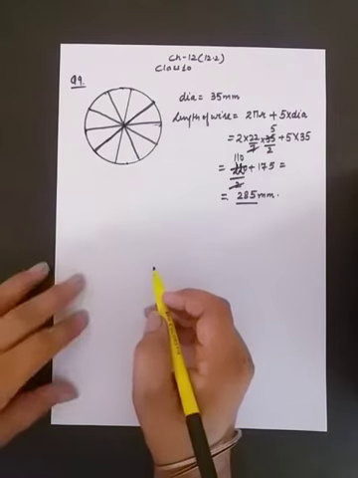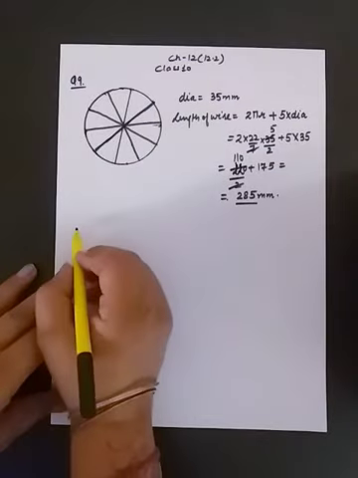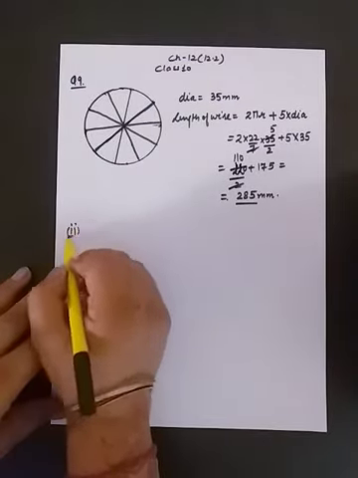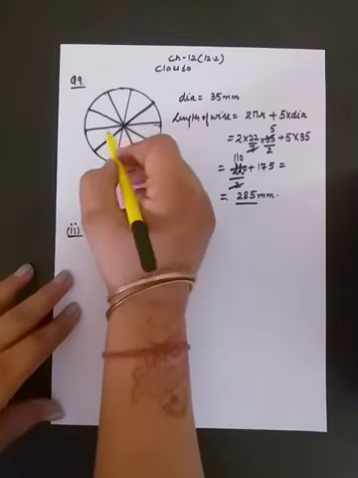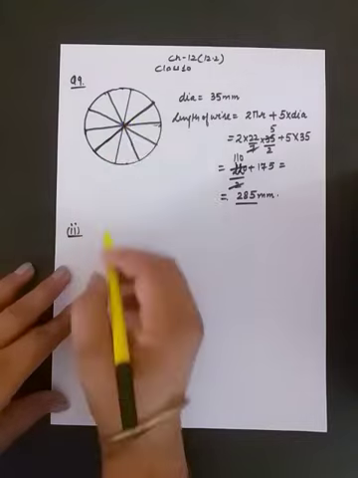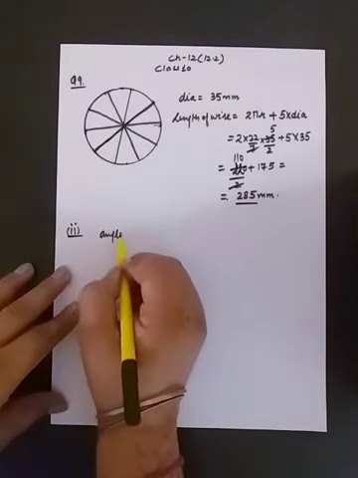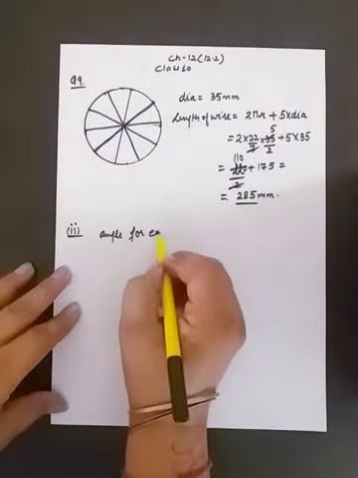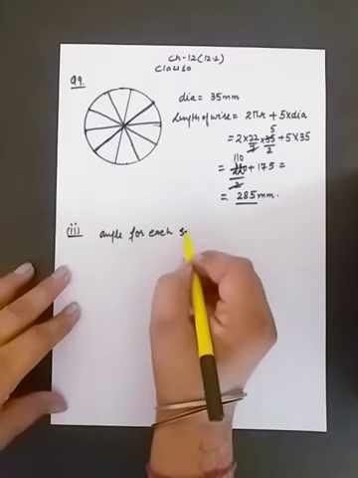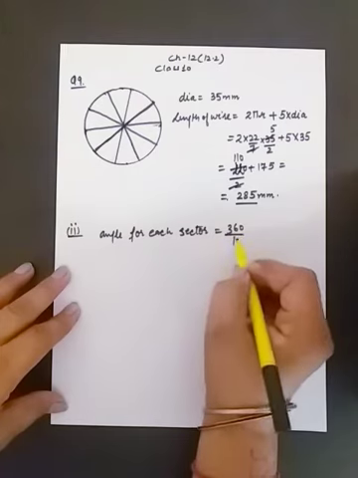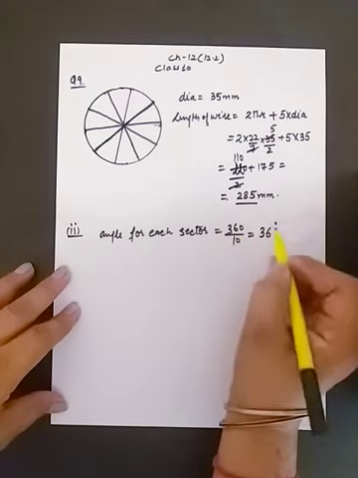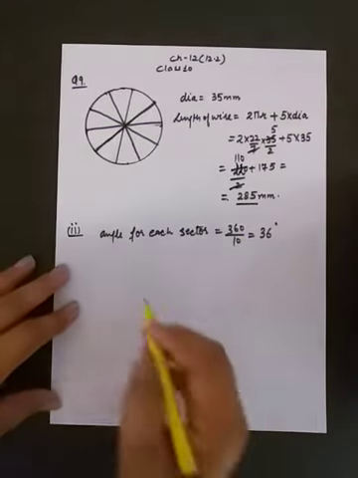Now the area of each sector of the brooch. We have to find the area of each sector. Here the complete circle is divided into 10 equal sectors. So angle for each sector will be, now 360 complete angle is divided into 10 equal parts. So central angle for each sector will be 36 degree.